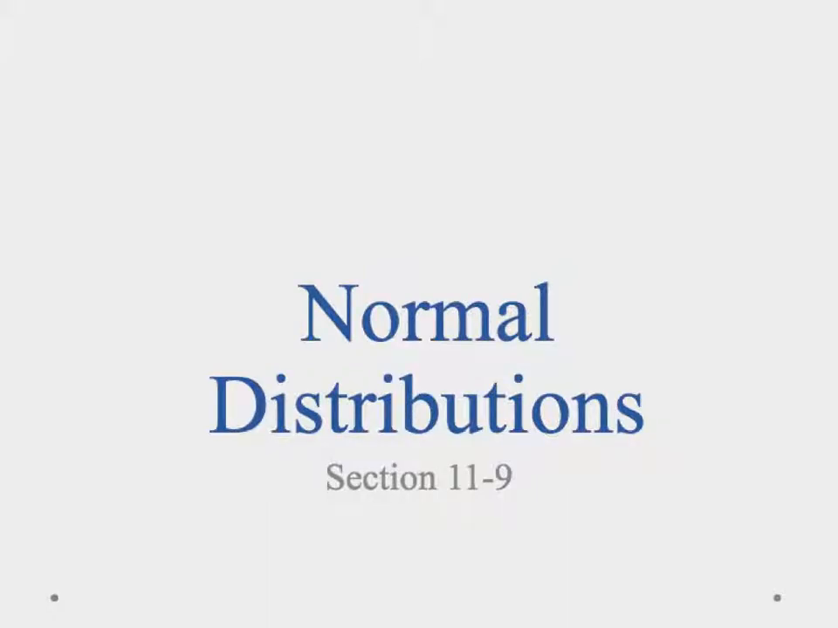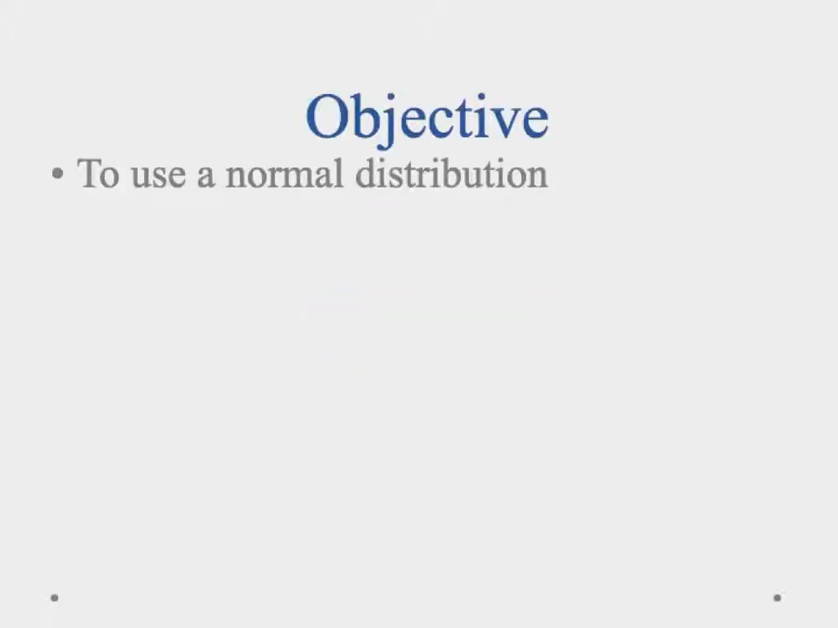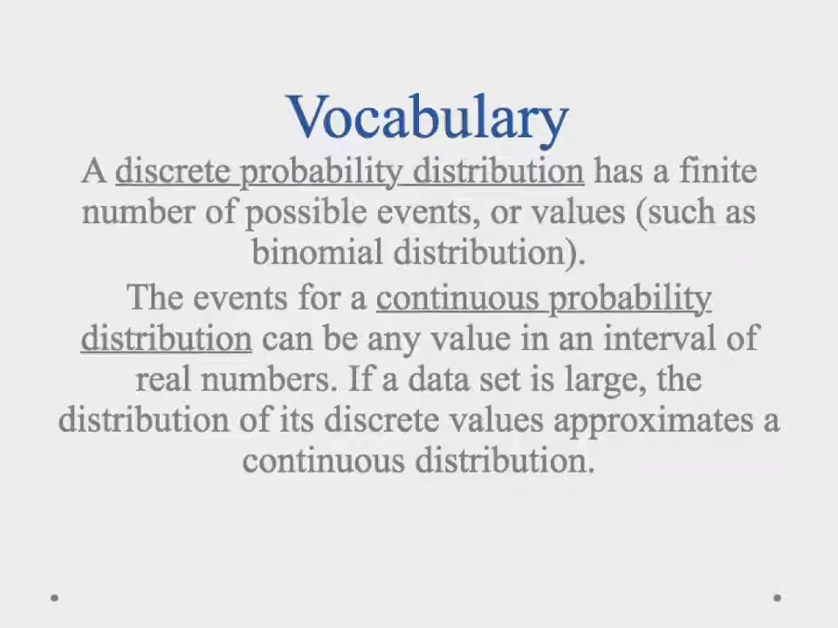Hey class, in today's lesson we're going to talk about normal distributions, which is found in section 11-9 in your book. Our objective is to use a normal distribution. So a little vocabulary. A discrete probability distribution has a finite number of possible events or values, such as a binomial distribution. The events for a continuous probability distribution can be any value in an interval of real numbers.